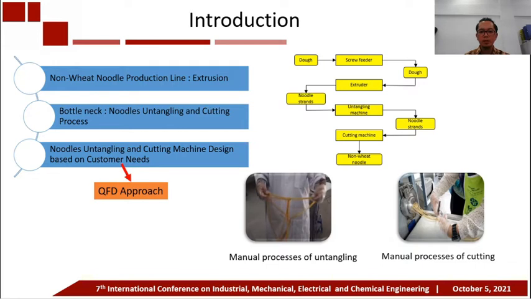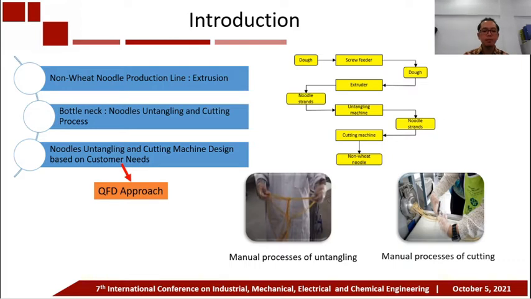We can see this schematic diagram. This is for the non-wheat noodle production line. Before this, we have other processes, and after this, we have other processes. But in this schematic diagram, we give a simple schematic diagram to explain the untangling and cutting process.